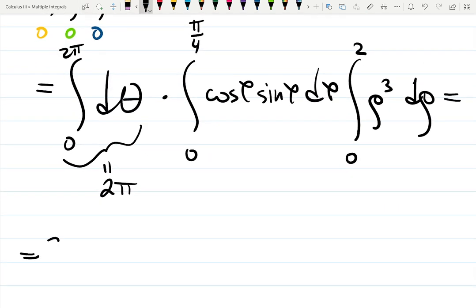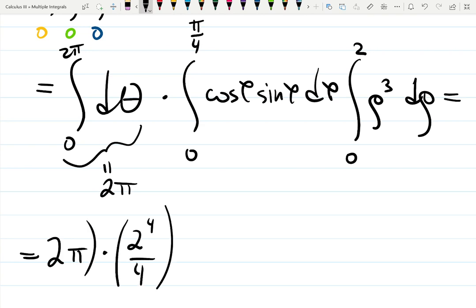The first one is 2 pi. The last one is also easy. Rho to the 4 over 4, which is 2 to the 4 over 4. That's the last one. And then the middle one.